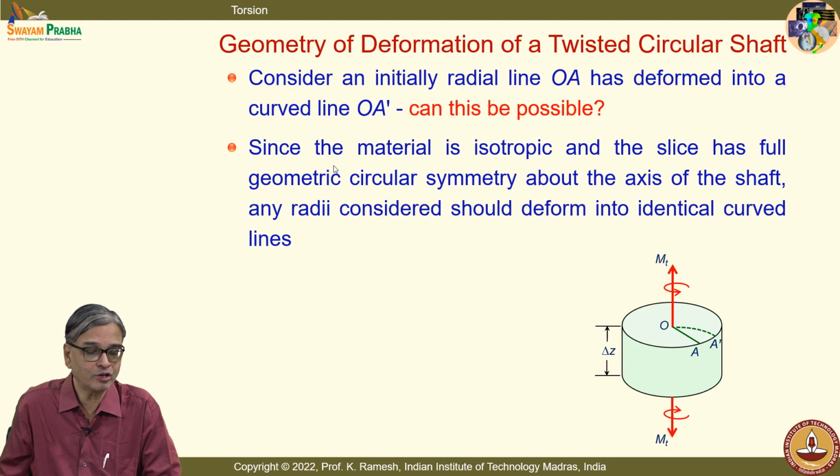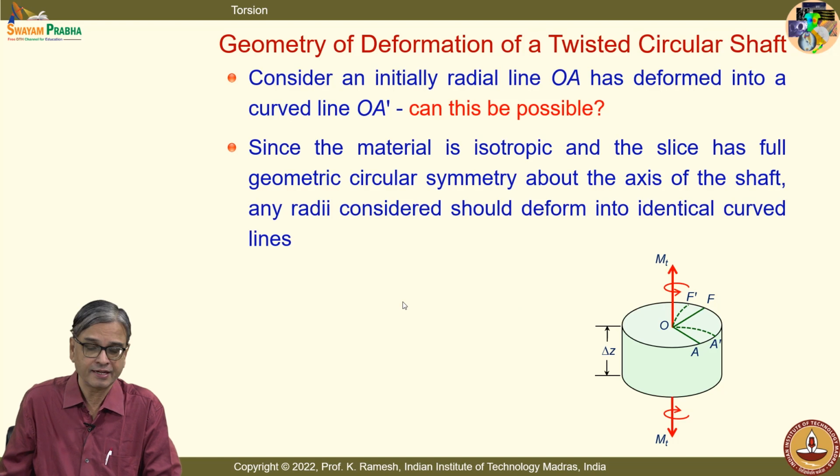So, you have to invoke that the material is isotropic, the slice has full geometric circular symmetry about the axis of the shaft, and any radii considered also should have similar deformation. Suppose I take another radial line here. If I hypothesize that this can be a curve, the line OF also should deform into a curve, fine.